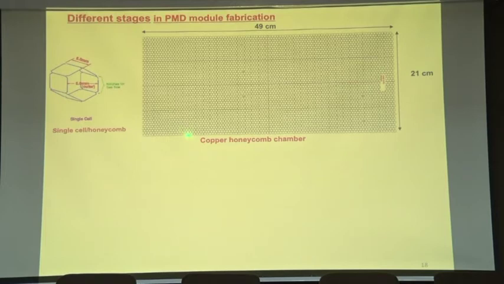This is made up of copper. So you can think of a cylinder of copper, so many cylinders, but not exact cylinders. This is a honeycomb structure, hexagonal cells. So many such cylinders are there, and the thickness is half a centimeter and the diameter is half a centimeter, and in 49 centimeter by 21 centimeter, there are around 4600 such cells.